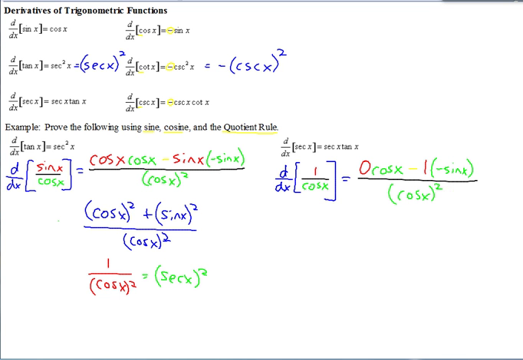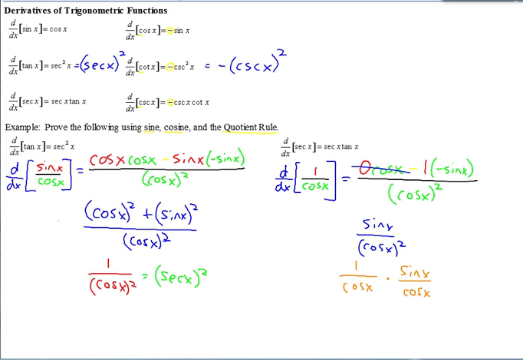Well, 0 times cosine wipes that out, that's 0, and then the negatives cancel, so we're left with sine of x over cosine of x squared. So that's our derivative, but how's that the same as secant x tangent x? Well, if we split up the fraction, we split the cosine squared up into 1 over cosine x times sine over cosine x. See, that's the same as what we have. We just split into two fractions.